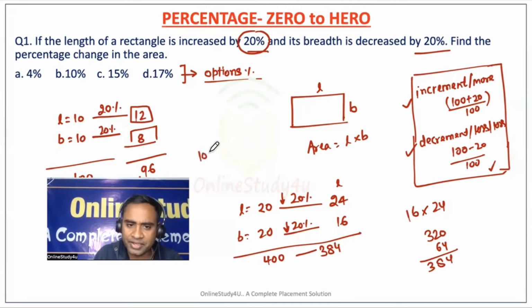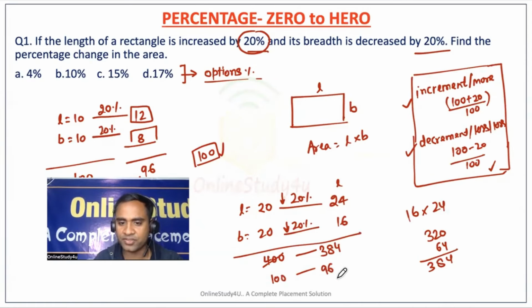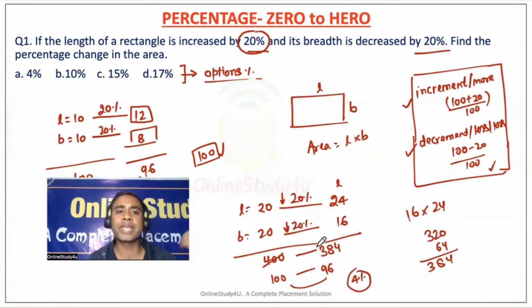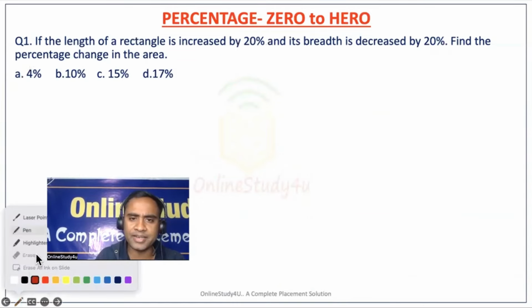Again, I can tell you that from here also you can use the shortcut. Always try to find the percentage on 100. Now divide by 4: 100 divided by 4 is 25, and 384 divided by 4 is 96. So there will be a reduction of 4% in the area. So option A will be the correct answer. There are multiple ways to solve the problem. One more way I will tell you.